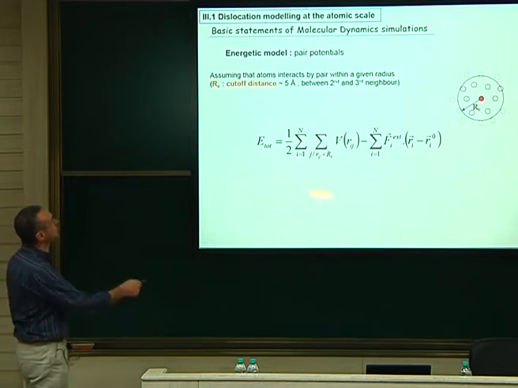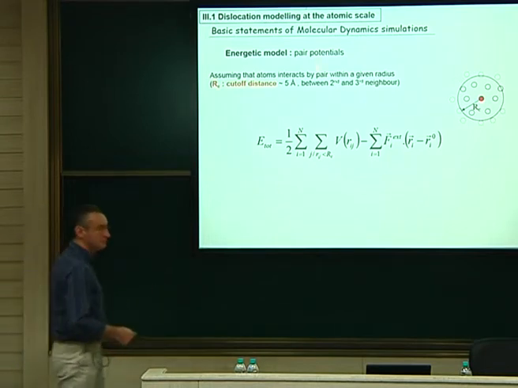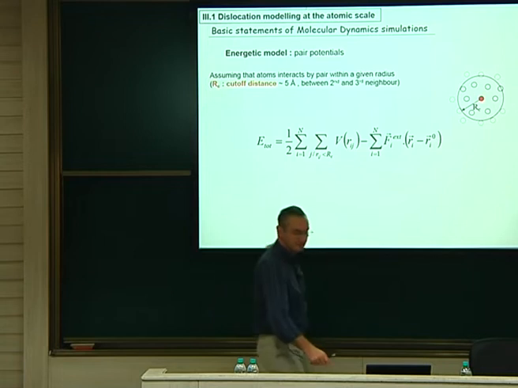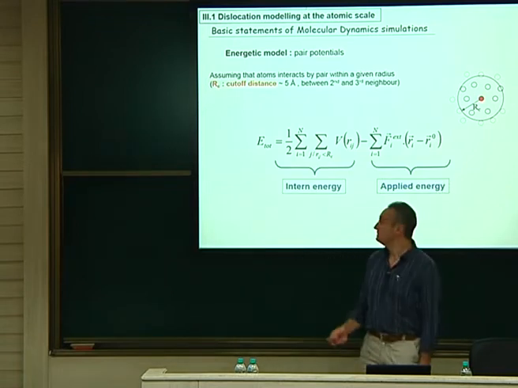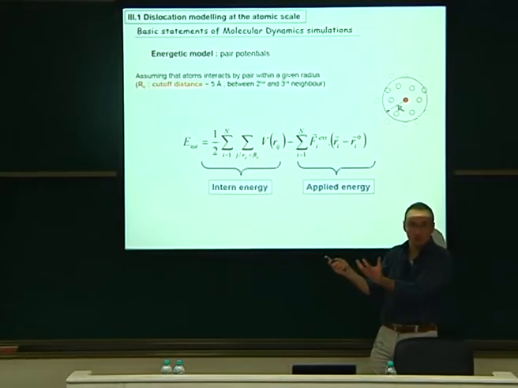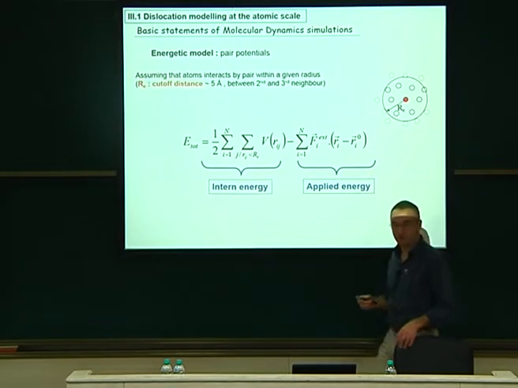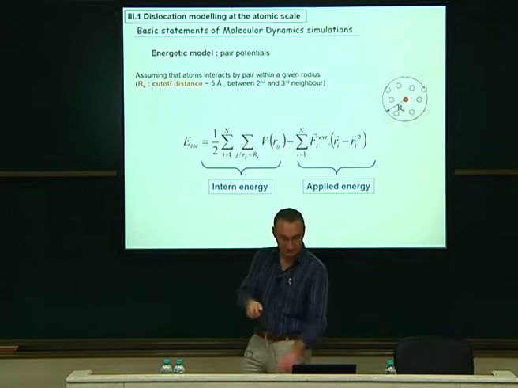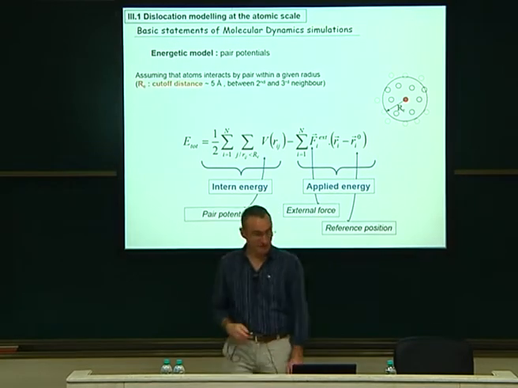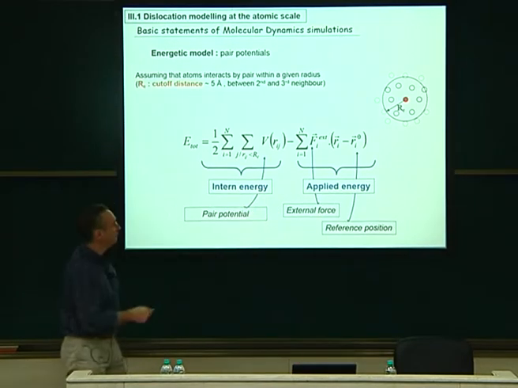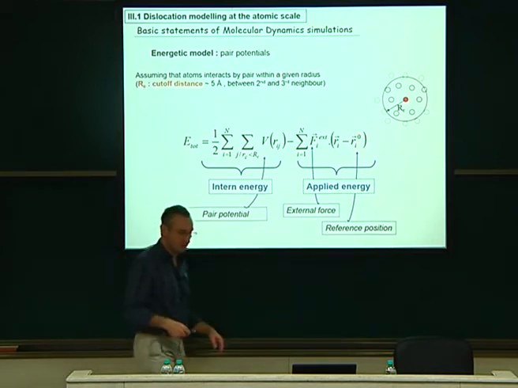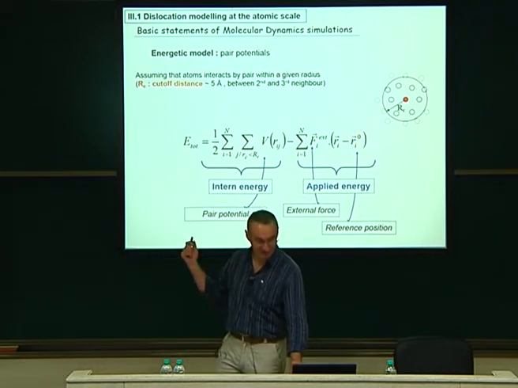So this is what we call the pair potential with the energetic model when you apply a force like that. So this is the internal energy. We say that this is just due to the local internal interactions. And this is the applied energy you put in your system. What do you apply to your box? And this is the pair potentials we just saw before, and this is the reference position. This I explained. I will give you the slides, of course.